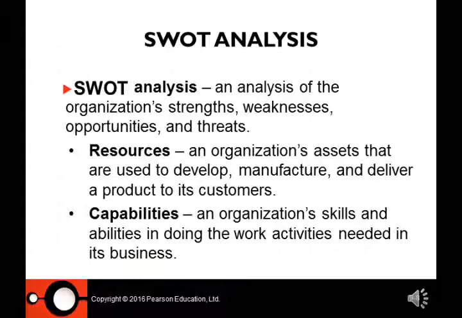The capabilities, on the other hand, are an organization's skills and abilities in doing the work activities needed in its business. So it's how people work and what they know and how they can use their knowledge in their work activities and so on. Of course, if the organization has plenty of resources and capabilities, then it has a competitive advantage. But if it falls short on resources and capabilities, then it has a competitive disadvantage against other competitive organizations.